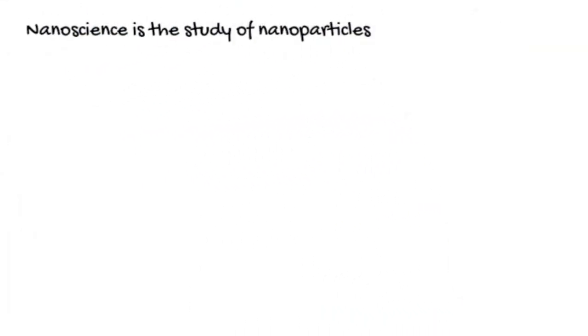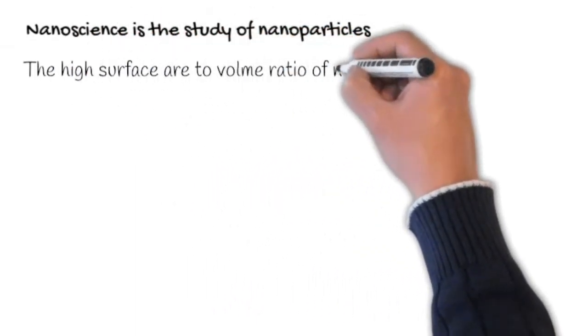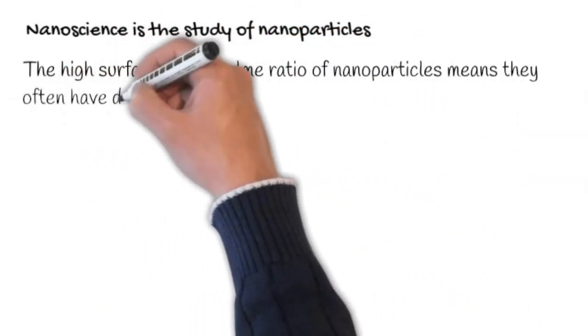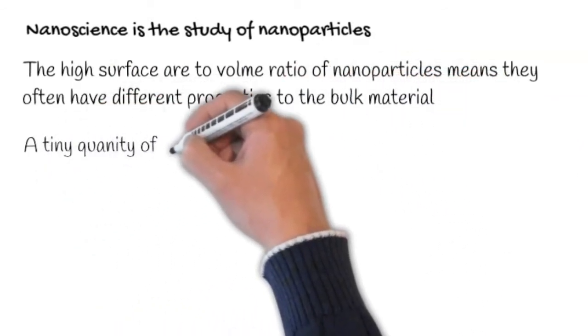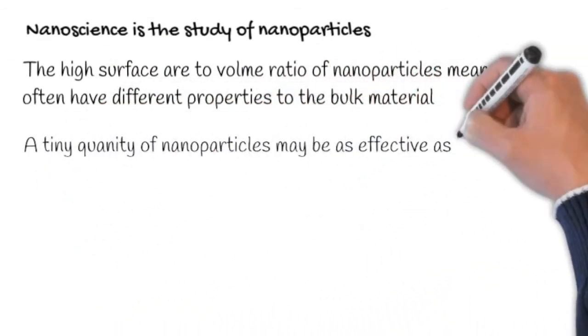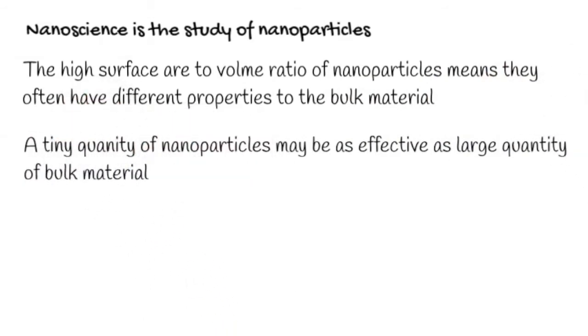Nanoscience is the study of nanoparticles. The high surface area to volume ratio of nanoparticles means they often have different properties to the bulk material. A tiny quantity of nanoparticles may be as effective as a large quantity of the bulk material.